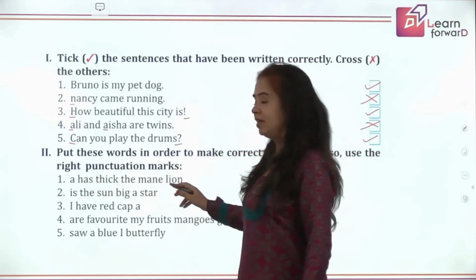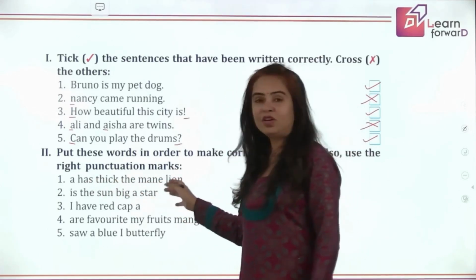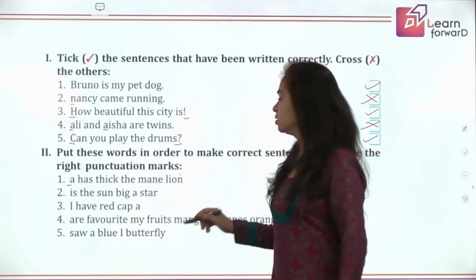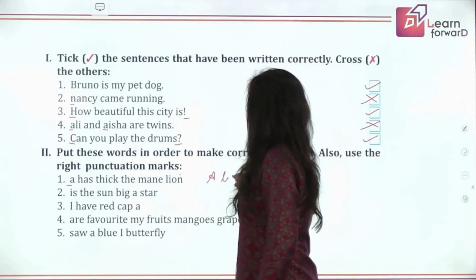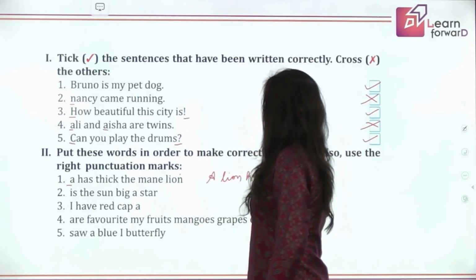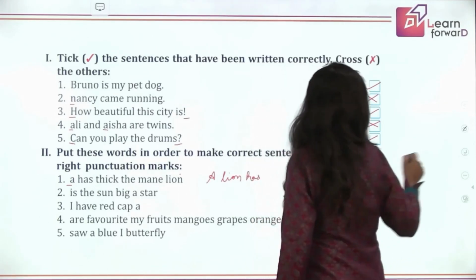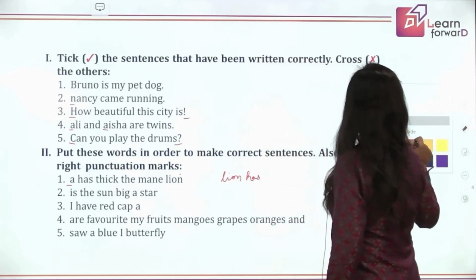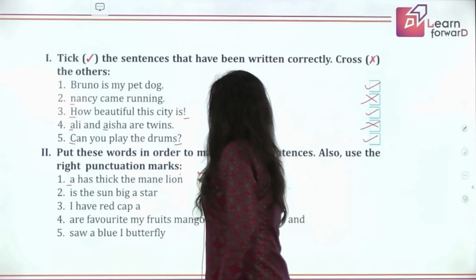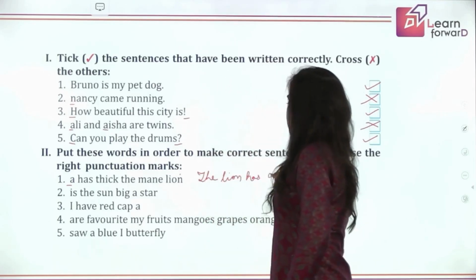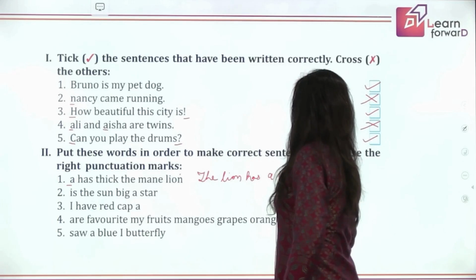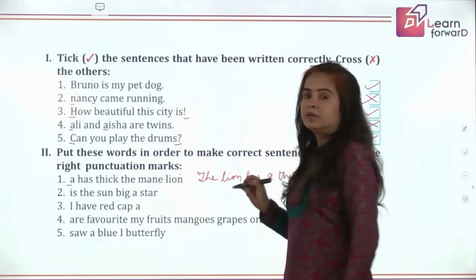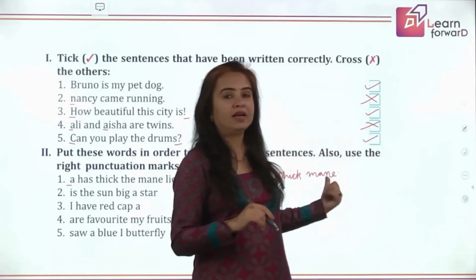Has thick the main lion. So what are we talking about in this? Lion. Okay. So we'll use a before it because it is singular. So we'll say a lion, and it will be capital. Has... the lion. Sorry. The lion has a... The lion has a thick mane. That is the hair around his face. And we will put a full stop at the end, please remember.